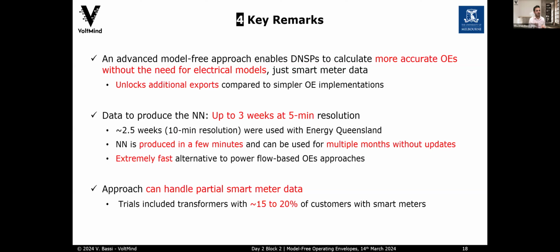And finally, the approach can handle partial smart meter data, as Nando was saying before. For instance, in this trial, this includes transformers with around 20 to 50% of customers with smart meters only, which is really important because it might be the situation of some places around the world.